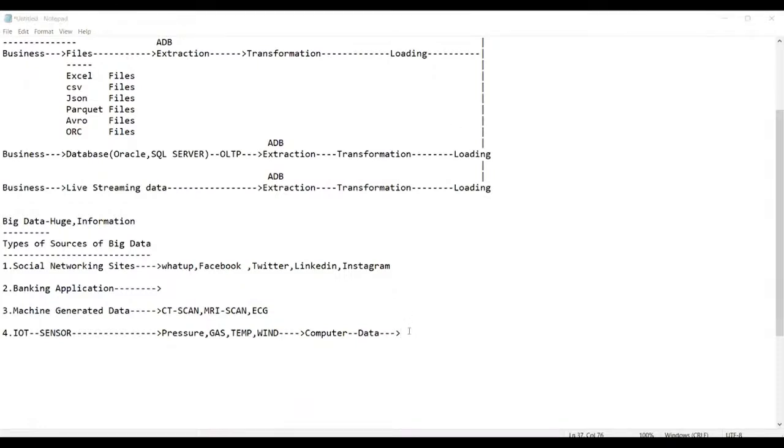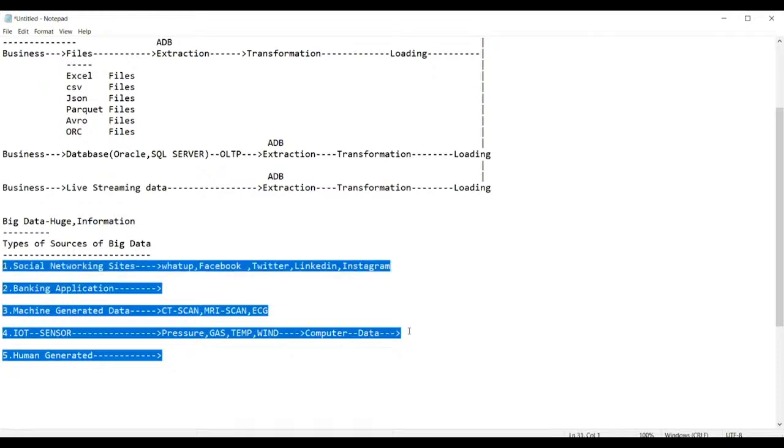Now, next, after this, you have the fifth one, which is human generated data. Human generated data, you will not have that massive, but still it can be considered as big data only. Human generated data means the data which is generated by you and me. The normal routine data is basically a kind of human generated data. So this is also considered as part of big data.